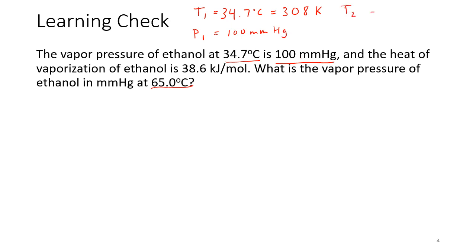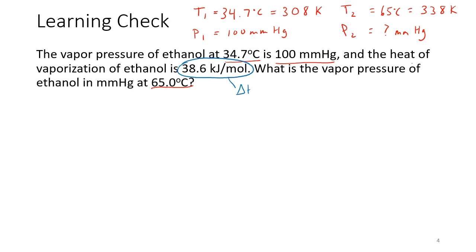T2, our second temperature, is 65 degrees Celsius. Converting that to units of Kelvin will give us 338 Kelvin. And P sub 2 is what we're trying to find. When we calculate it, it will also be in units of millimeters of mercury, since that's what we plugged in for P sub 1. We were also given the enthalpy of vaporization, 38.6 kilojoules per mole.